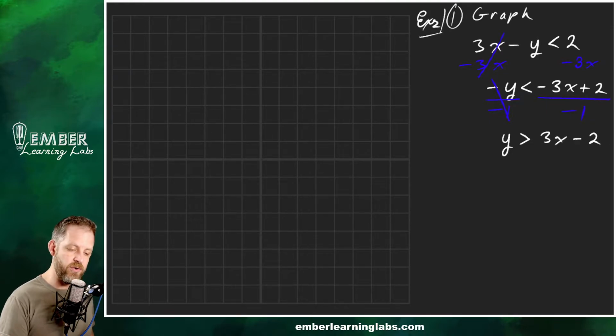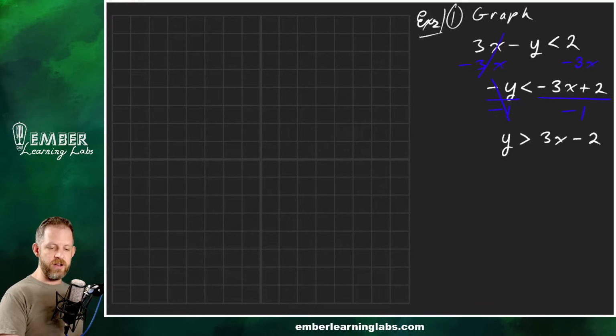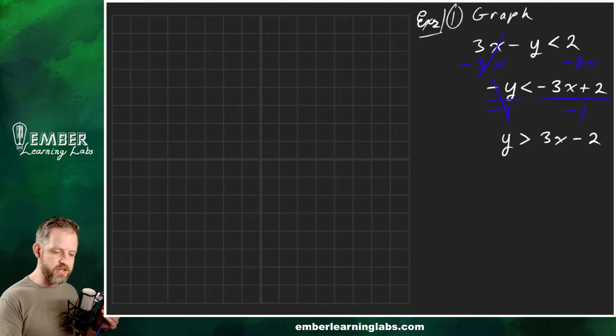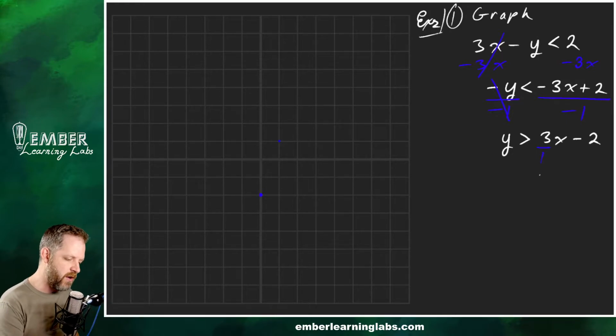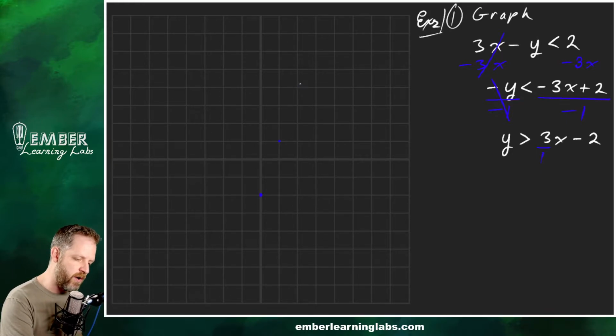Now, to graph this, we're going to start the same way as if this was just a regular old line. So we're going to start with the y-intercept. We go down 2 and put a dot. And then we count the slope. We go up 1, 2, 3 over 1. If there's nothing there, it's an implied over 1. So up 3 over 1. And then we connect those dots.